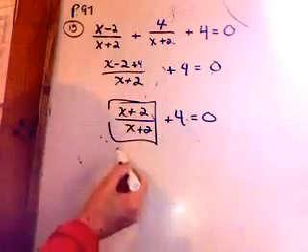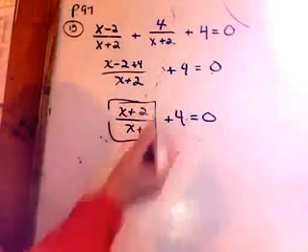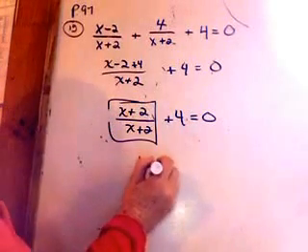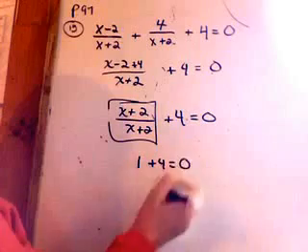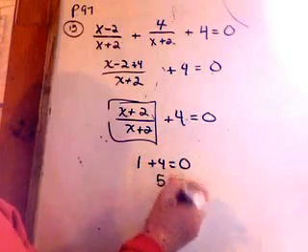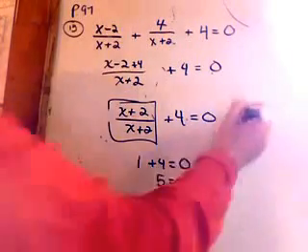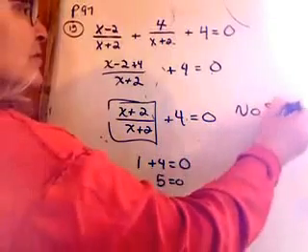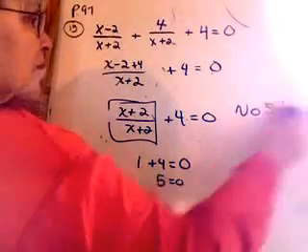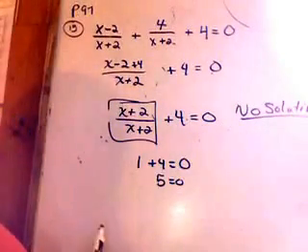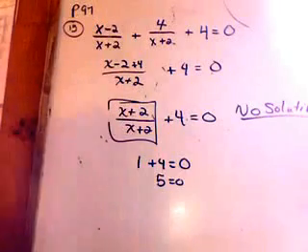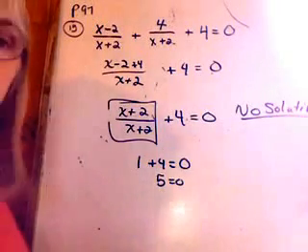So no matter what the x is, the value of that fraction is 1. So really, I have 1 plus 4 equals 0. Guess what? Does 5 equal 0? No way. So, no solution for this one. All right, don't do too much solving if you don't have to. So, all right, there's 15.